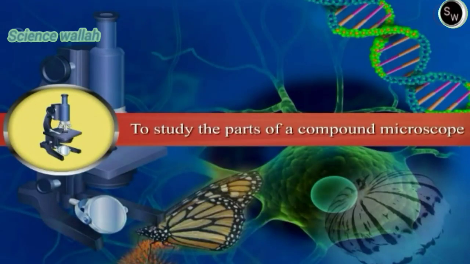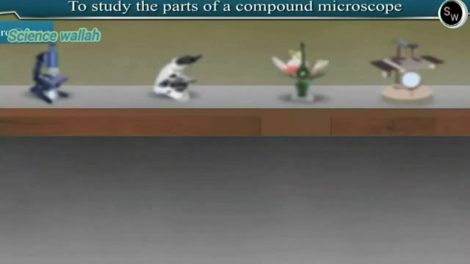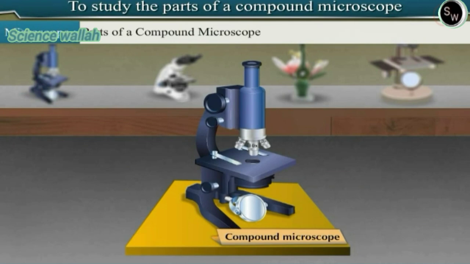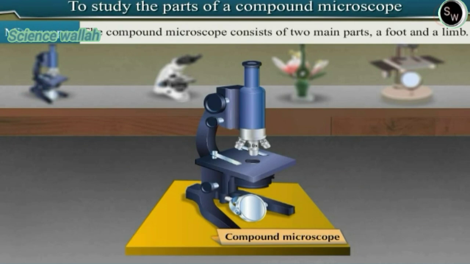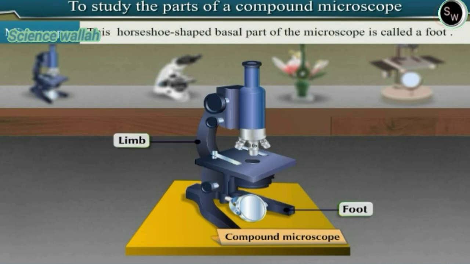to study the parts of a compound microscope. Parts of a compound microscope. The compound microscope consists of two main parts, a foot and a limb. This horseshoe-shaped basal part of the microscope is called a foot.